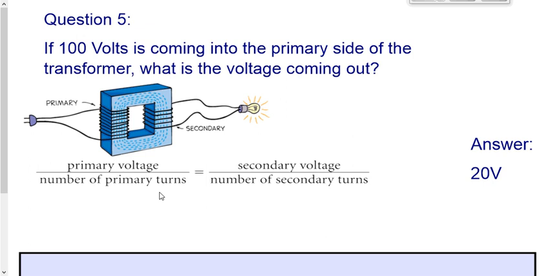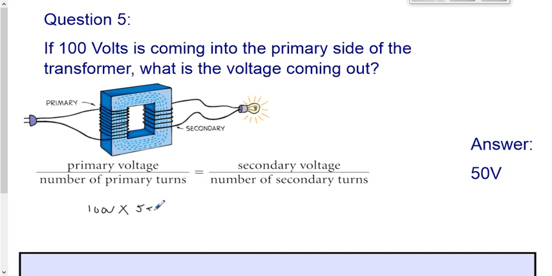So let's take a look. No, I lied. It's actually 50. So 50 volts is our answer, and let's go through that. We have the primary voltage that is 100 volts, and I'm going to multiply each side by the number of secondary turns in order to get the secondary voltage alone. So I'm going to take 100 times the secondary turns, and that is 5. 1, 2, 3, 4, 5 turns.